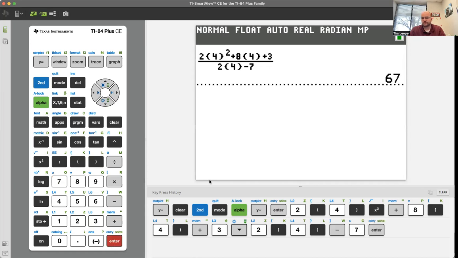So if we click enter, notice it tells us that this value is 67. And there you go. That is the answer to part A here.